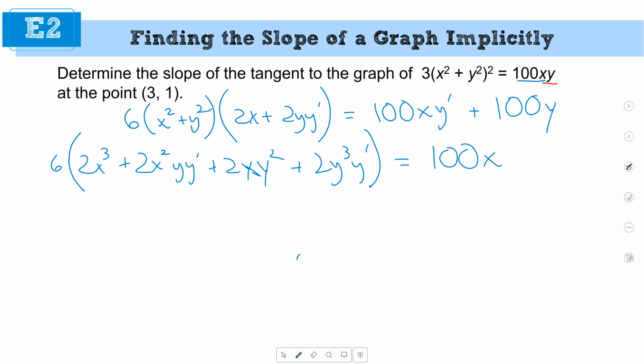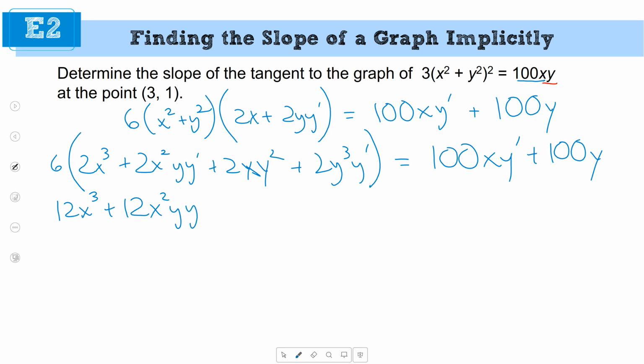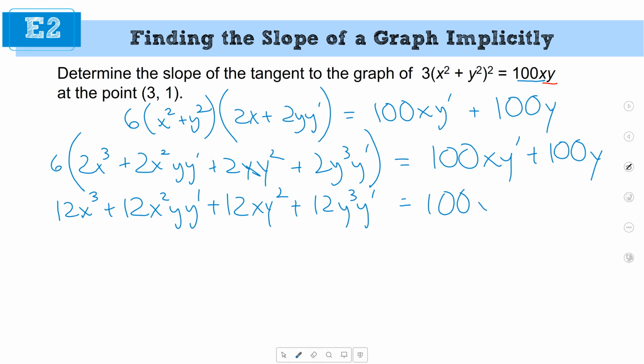I'm just going to leave this stuff. This is boring over here. FOIL method. It doesn't appear that I can add any of those together. Distribute the 6. 12x cubed plus 12x squared y prime plus 12xy squared plus 12y cubed y prime equals 100x y prime plus 100y.